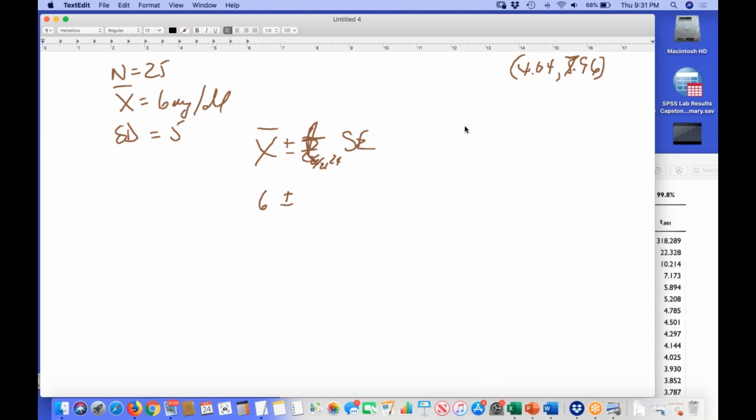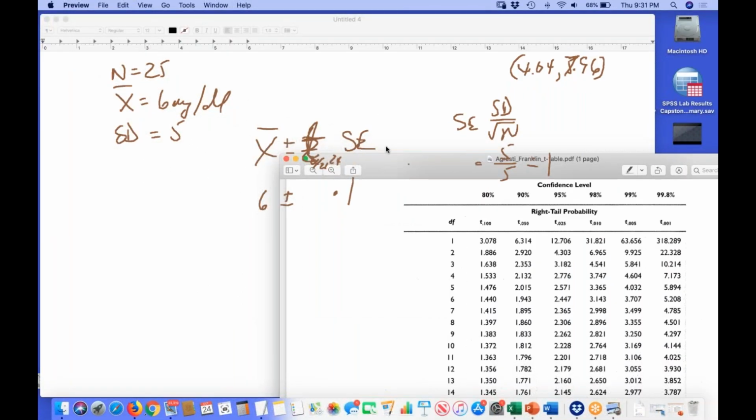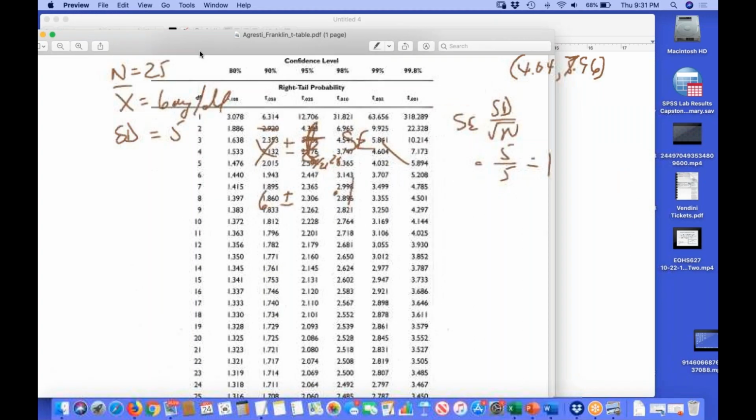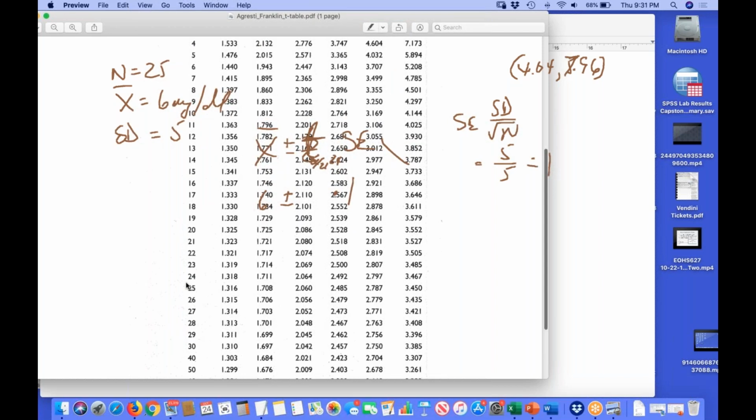The standard error is going to be equal to the standard deviation over the square root of n, right? Because that's all we have to estimate it from. That's equal to 5 over the square root of 25, which is 5, so it's equal to 1. It's still going to be equal to 1. But now what's the t-score going to be equal to? We have to get that from the table. So let's go to the table, and our t-score for 24 degrees of freedom is going to be 2.064.